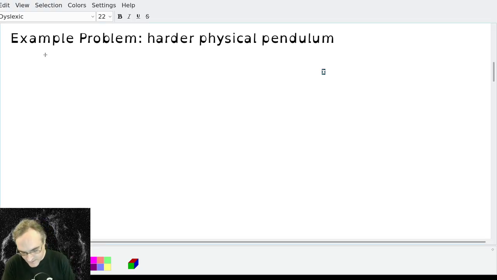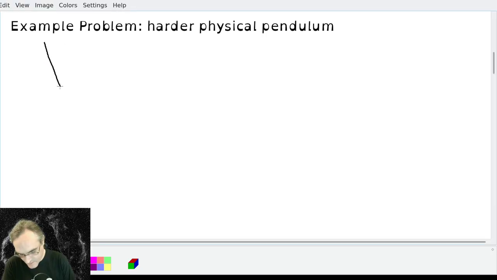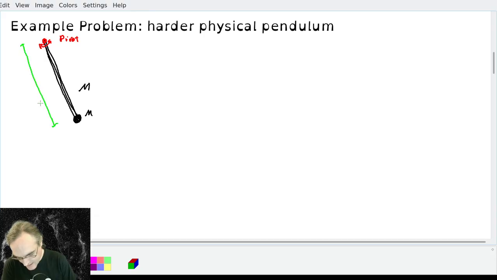So first, a sketch. We're going to have our rod, which is skinny but does have mass. It has a mass M, and then on its end is a small ball also of mass M. And we are pivoting up here at the top, so pivot. We also know the length of this is given as L.